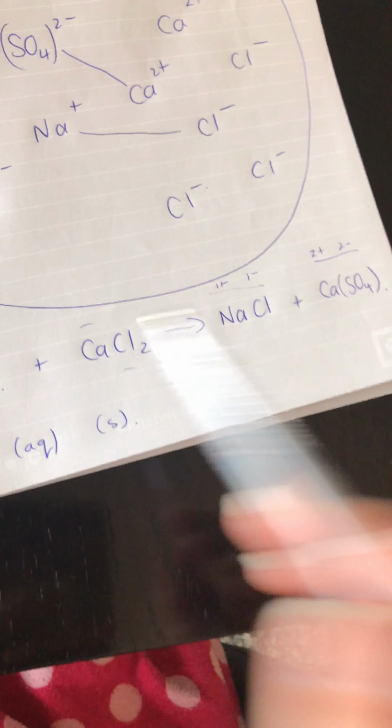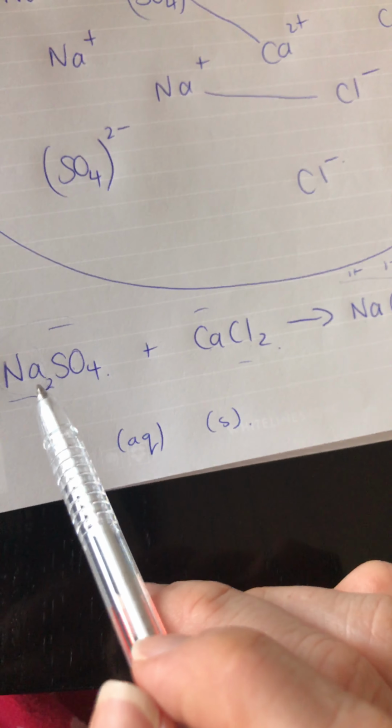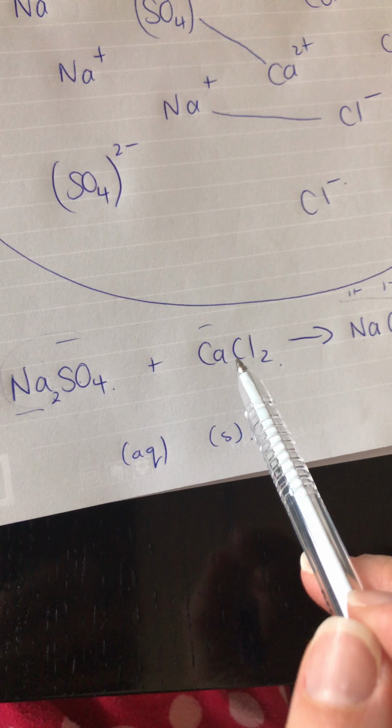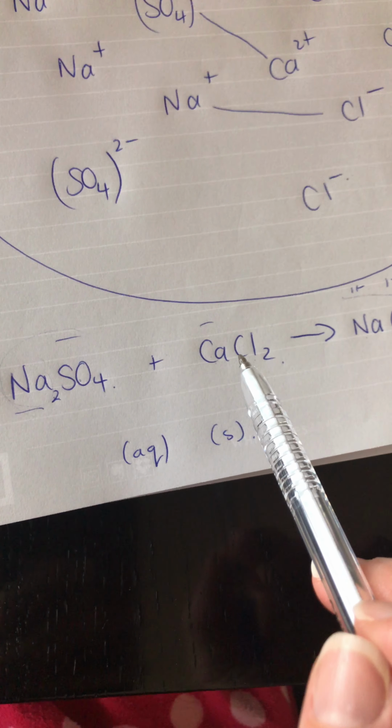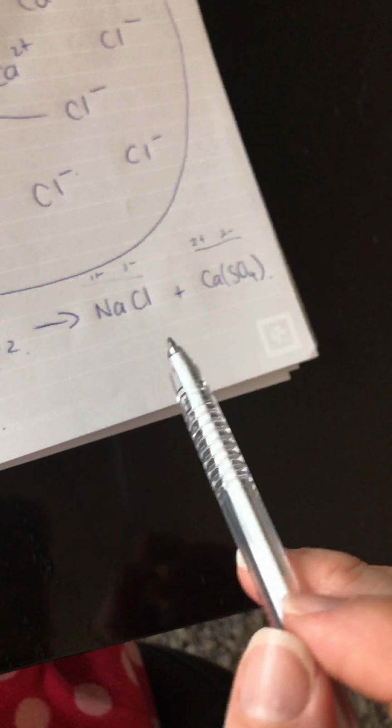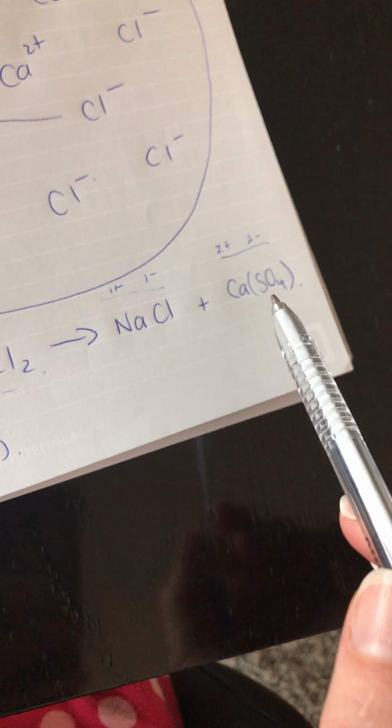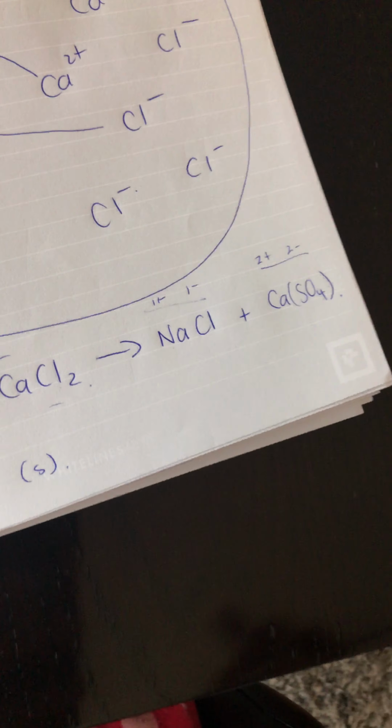Okay, so that's writing out a precipitate reaction. You take your two reactants and you switch their partners, so you create two new ionic compounds. Okay, that's all for now.